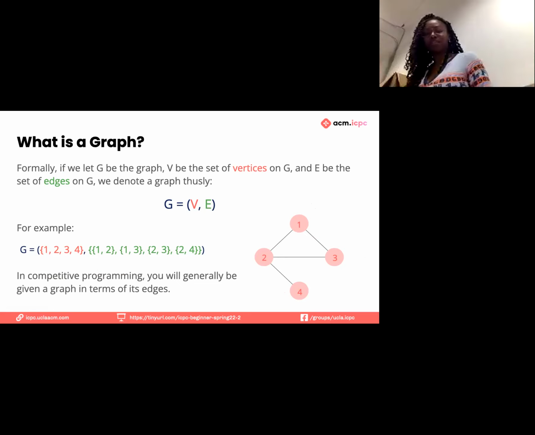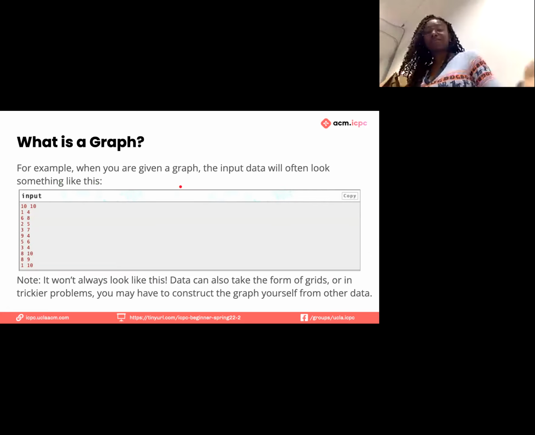And in competitive programming, you will generally be given a graph in terms of edges, or at least in the problems that we're going to be doing today. So you'll be given a graph with input data that will look something like this. Not always, they could also look like grids, or in trickier problems, you'll have to construct the graph yourself from other data. I think we're going to be doing one like that today too, but most of the problems that we're going to have on the contest will look like this. Okay, cool.